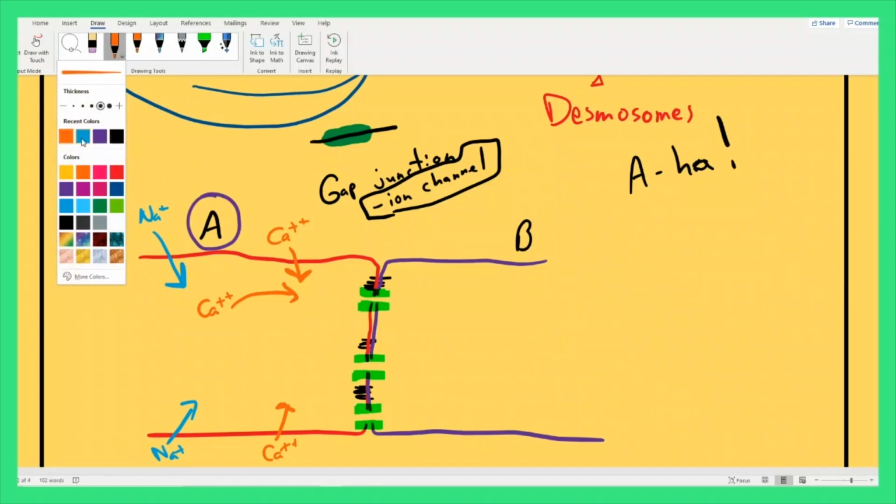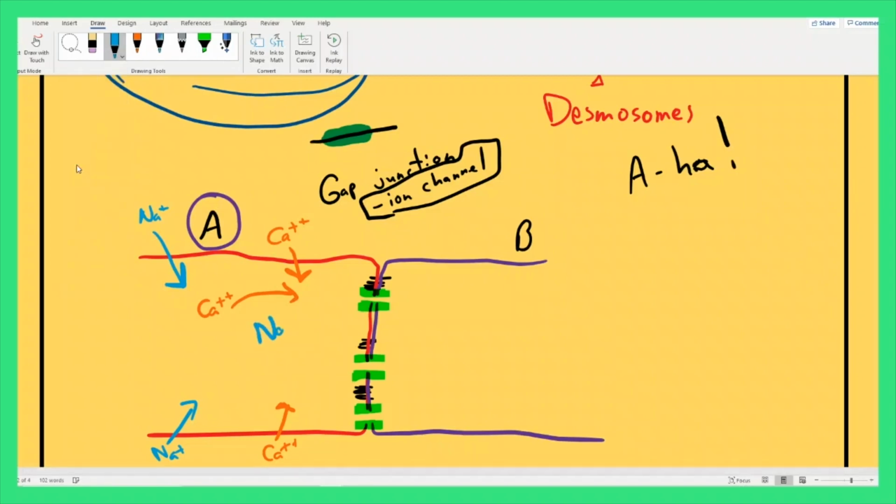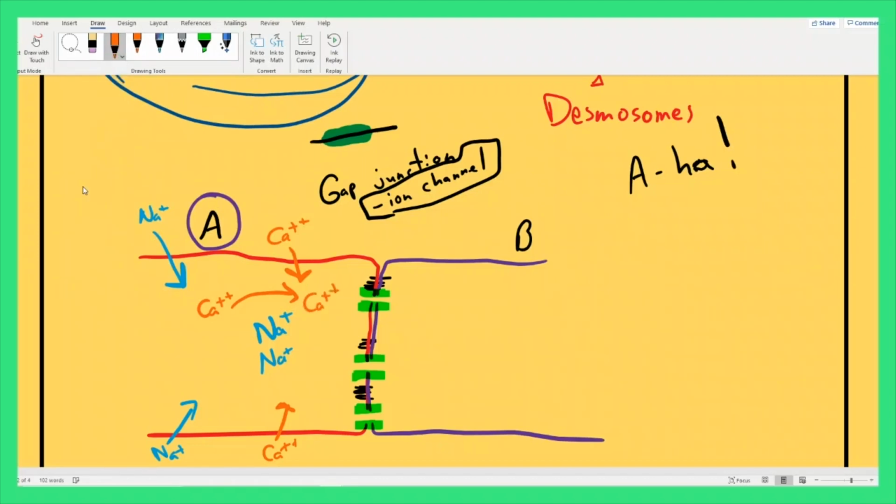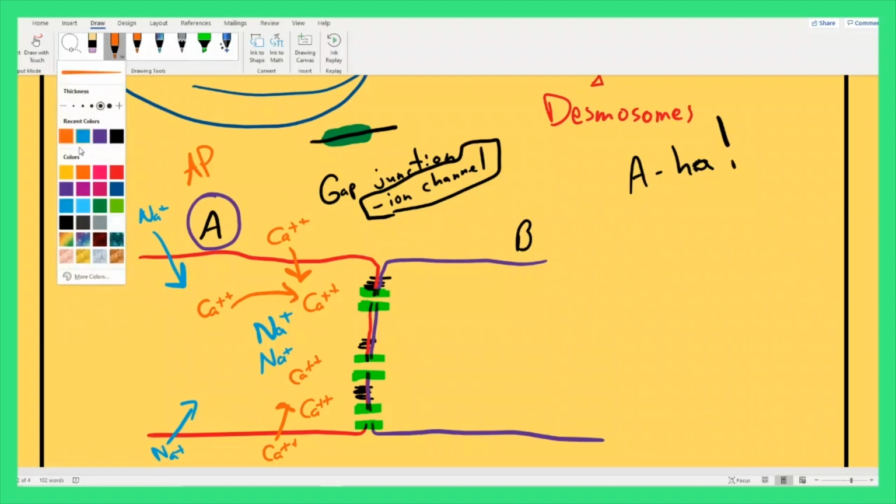My point being this. Inside the cytoplasm of cell A, wouldn't I have a bunch of sodiums and calciums floating around loose? If cell A is experiencing an action potential, I'm going to have all these positive ions, sodium and calcium, in here flying around all over the place.